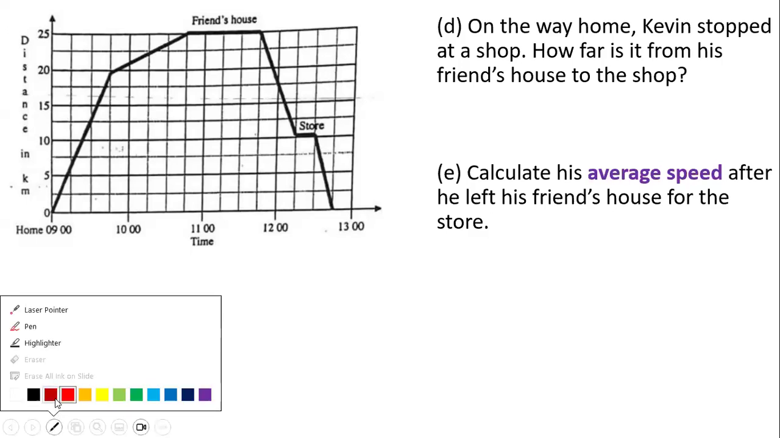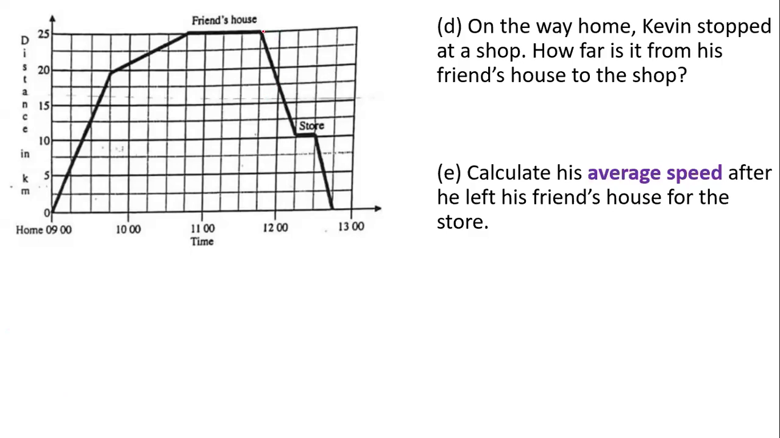Okay, so here we have his friend's house is 25, right? So his friend's house is 25 kilometers away from his home. That's why we have 25 right there. And the store is what? The store is how many kilometers away? 10 kilometers away. Right, 10 kilometers away. All right.